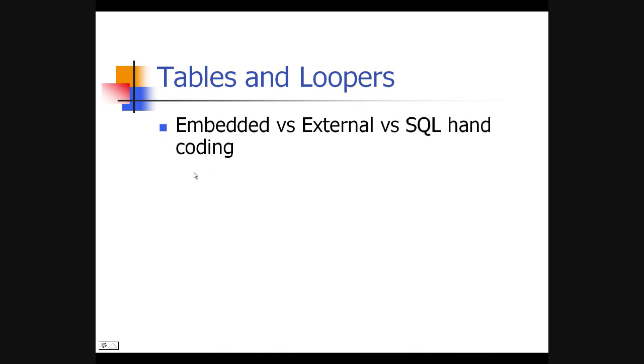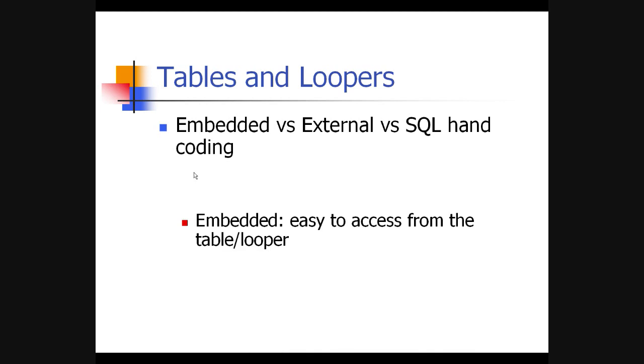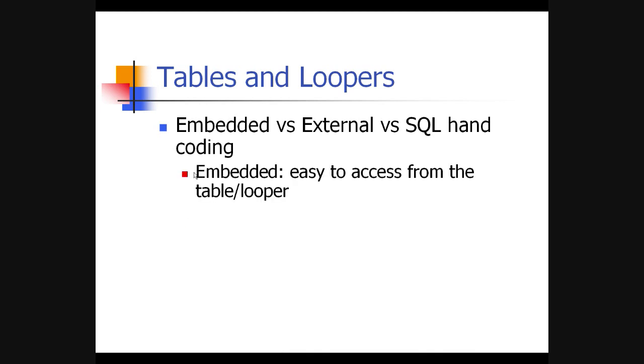So the question is, if you are using a query, okay, how are you going to manage your query? Are you going to use an embedded query, an external query, or a hand-coded SQL query? Let's have a look at what are the difference. An embedded query is extremely easy to access from the table looper. It's embedded in the table, in the looper, so you have absolutely no problem. The button is just there, click on it, create it, and you're done.